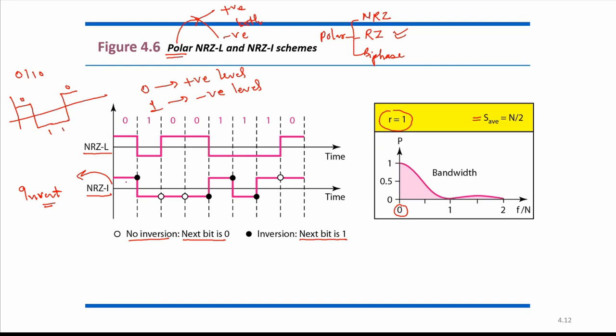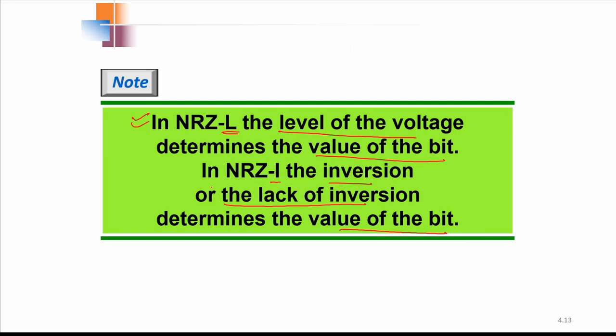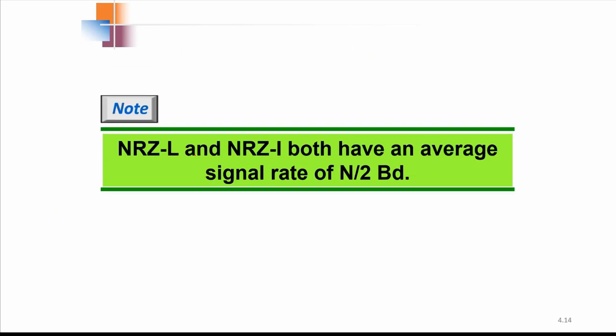But while decoding, we just see that when there is inversion, there is a 1. If there is inversion, the next bit is 1. Then after that, no inversion means the next bit is 0. No inversion, next bit is 0. No inversion, next bit likewise. Inversion, next bit is 1. Inversion, next bit is 1. That's how we will be able to decode it. NRZ-L and NRZ-I both have an average signal rate of n/2 baud.